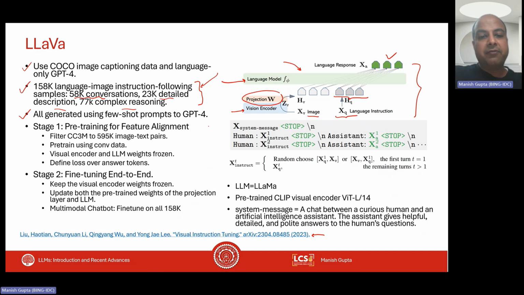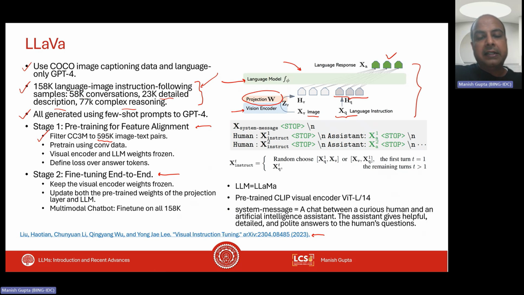First it is pre-trained for feature alignment, and the second stage is to train it end-to-end, which you can call fine-tuning end-to-end. So the first stage is really pre-training, and the second stage is fine-tuning. The first stage involves taking the Conceptual Captions CC3M data set and filtering out 595K image-text pairs from there to use for pre-training. They also pre-train using the conversational data, the 58K conversations.